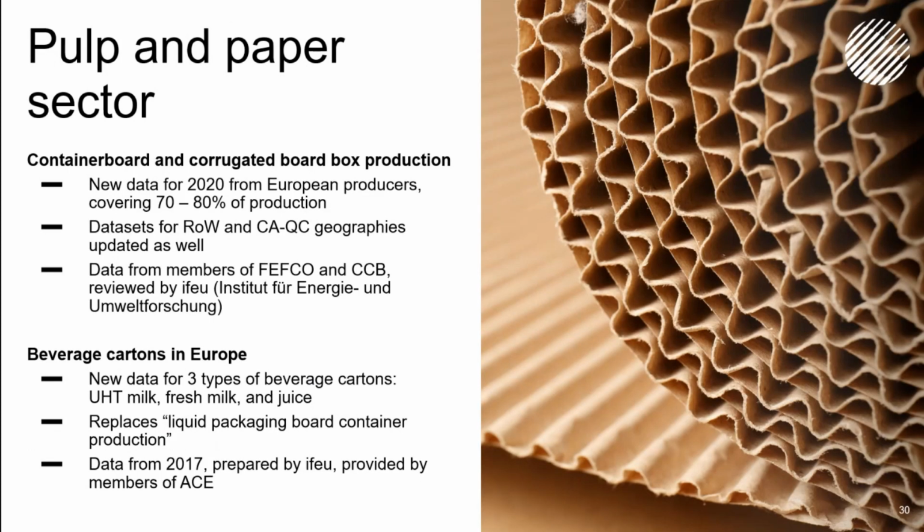We have a couple of updates worth mentioning for the pulp and paper sector. The first concerns an update of the datasets that model the production of containerboard and corrugated board box. The data comes from European producers and was collected by FEFCO, which is the European Federation of Corrugated Board Manufacturers, and CCB, which is the CEPI Containerboard. The data is from 2020 and covers from 70 to over 80% of European production, depending on the product.